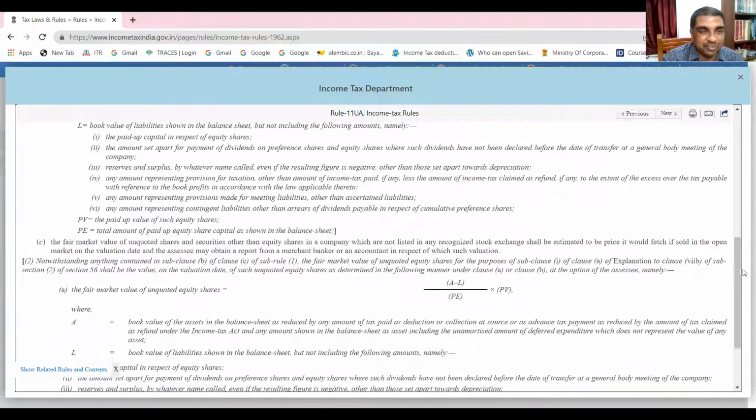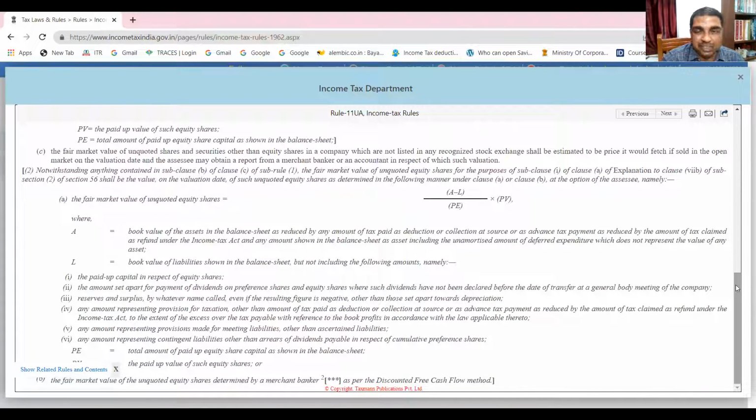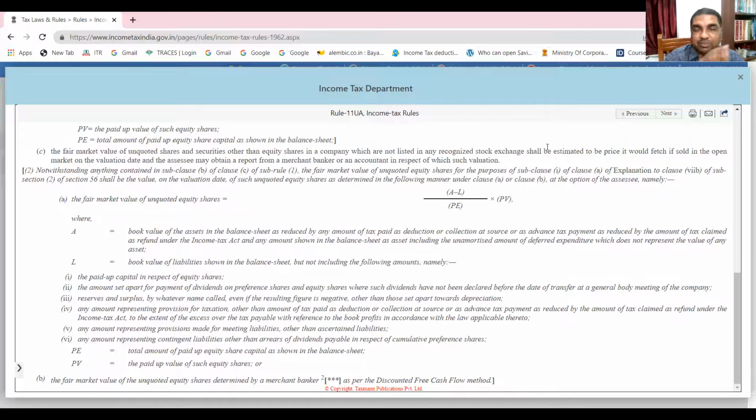Here you see it says the fair value of unquoted equity shares is equal to (A minus L) divided by PE, multiplied by PV, where A is the book value of assets, L is the book value of the liabilities. And what is PE? PE is the total amount of paid up equity. So these things, as you see, have been defined here. PV is the paid up value of such equity shares, and PE is the total amount of paid up equity. Are you able to see it? Yes, sir.